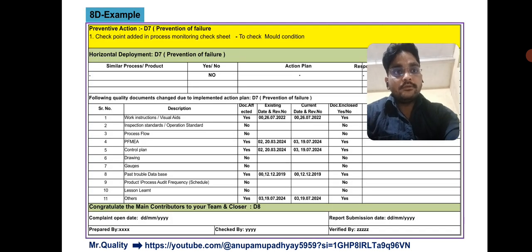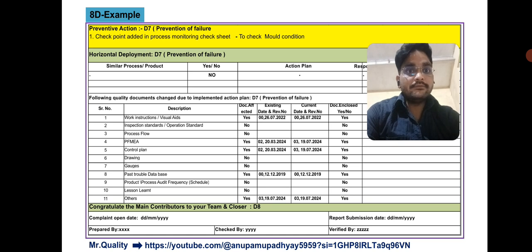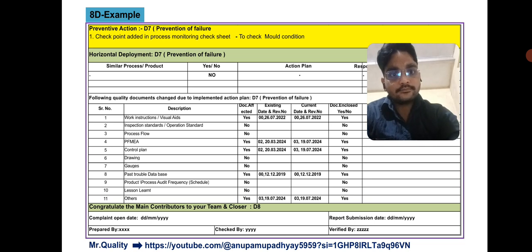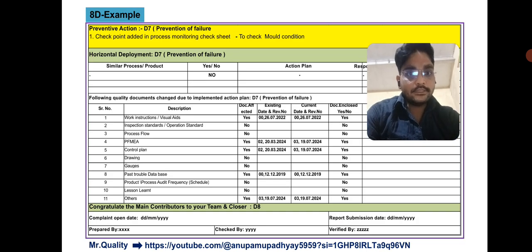Now we go for D7, prevention of failures. What are the preventive actions? This checkpoint is also added in the process monitoring check sheet to check mold conditions. And D8 is to congratulate the team. Okay.